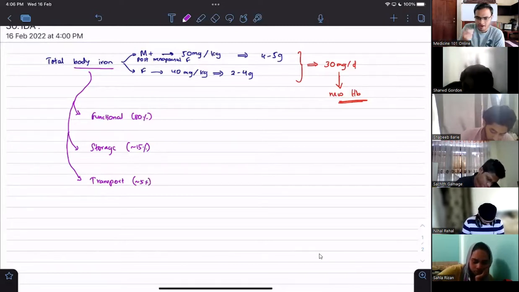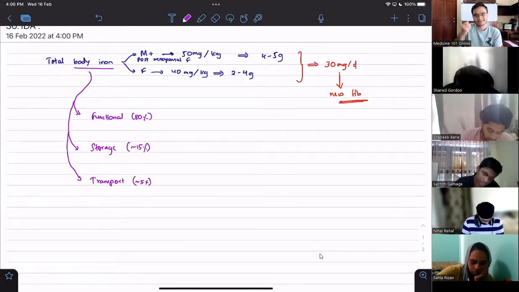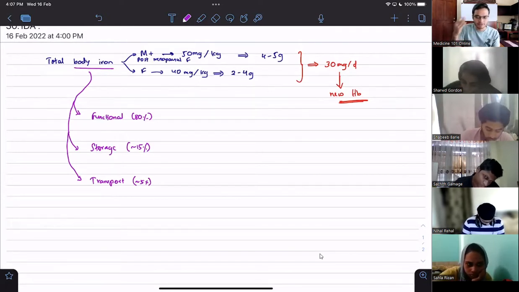Look at this, functional form. What functional form? If I ask you, what is the main function of iron in a human's body? What is your answer? The main one. There are obviously a lot. What is the main function? Huh?